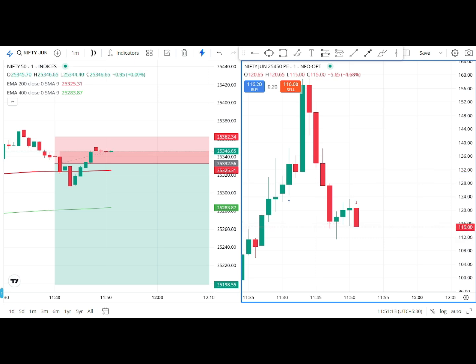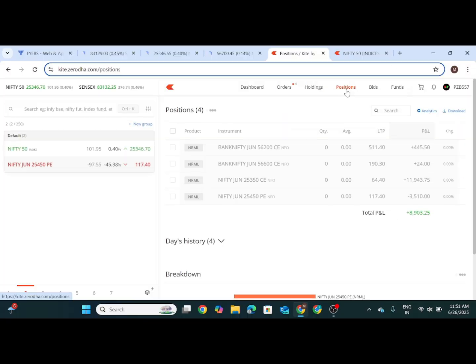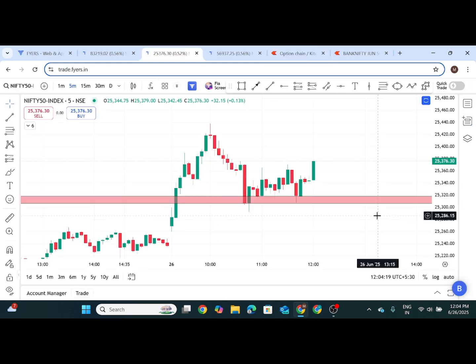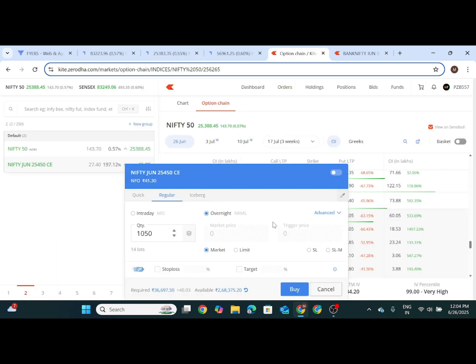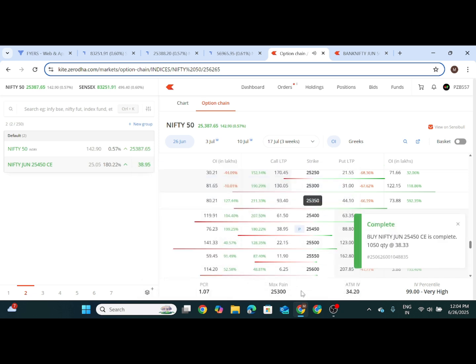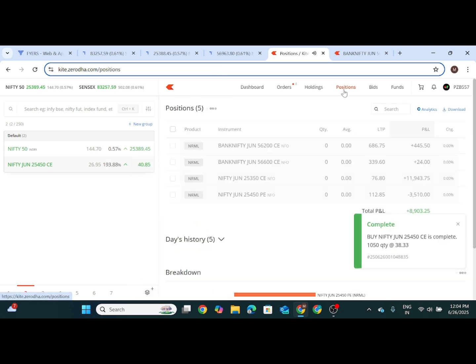Chalo, SL got hit. These are the positions, and we made a loss of 3,510 rupees. These are the order books. After exiting the trade, I can see bullishness in the market. That's why I'll take a small scalp trade. That's why I entered in Nifty.